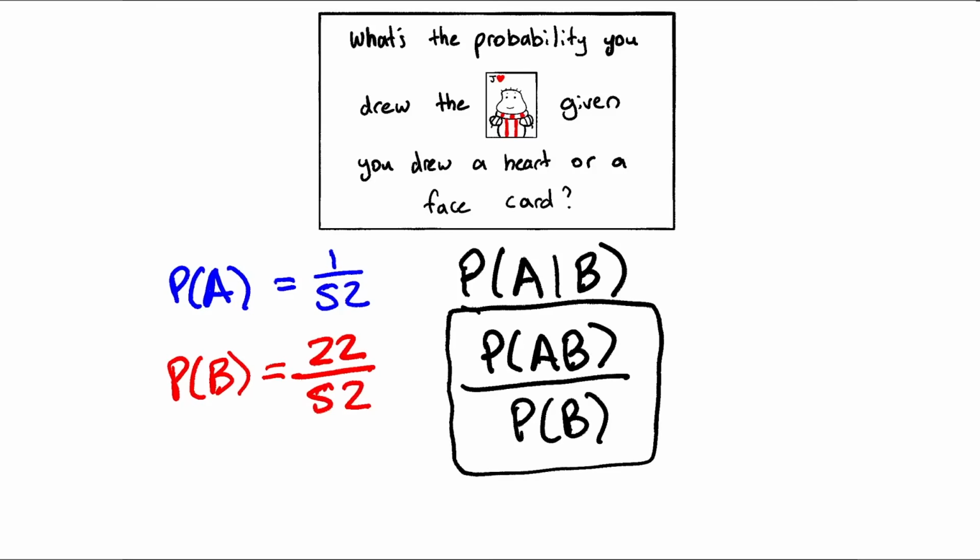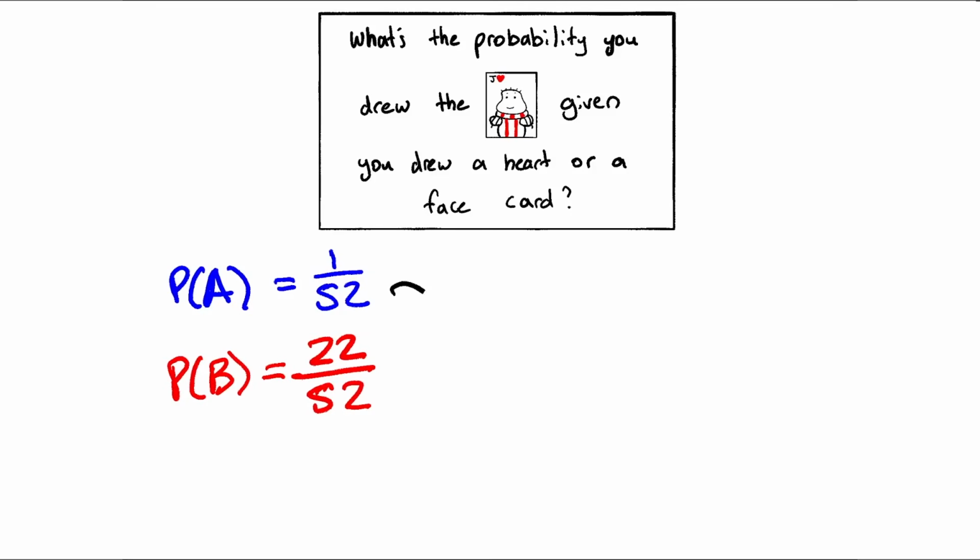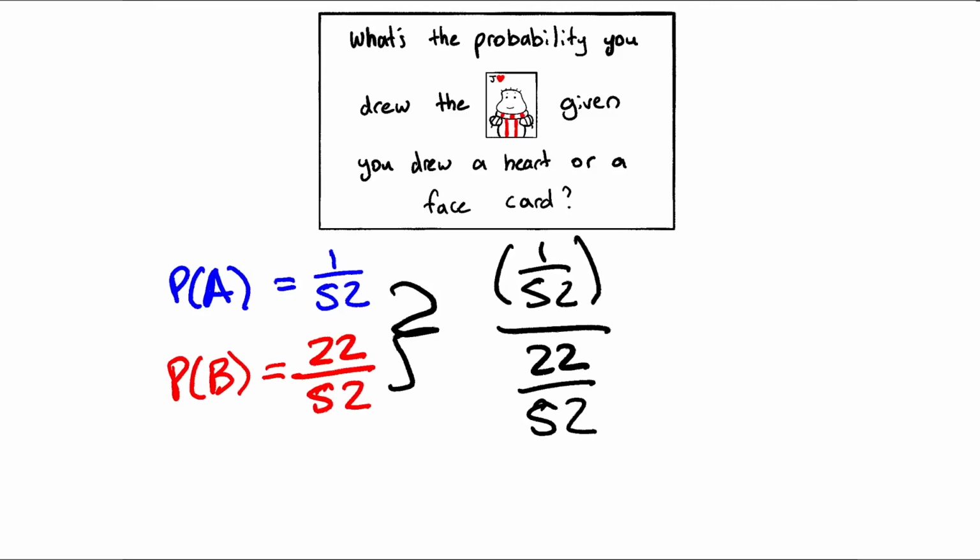So the probability of A and B is looking for the probability you both draw a jack and you draw a heart or a face card. But we know that if you draw a jack of hearts, that is also a heart and a face card. So the top term is also the same as the probability of A in this case. So we're just looking for the probability of A divided by the probability of B. And using what we calculated before, that's the same as 1/52 divided by 22/52, which gives us a final answer of 1/22.